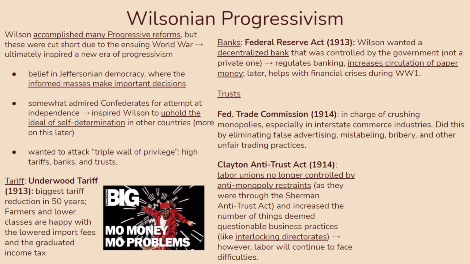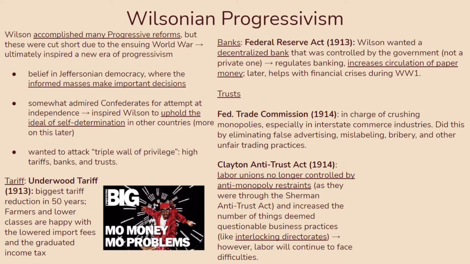So, for example, it said something like, your practices can't inhibit trade or stop trade. And so this was used against labor unions when they went on strike, because technically when they were going on strike, they weren't working, and so they were inhibiting trade, and this was used to prosecute them for striking. And overall, the Clayton Antitrust Act increased the number of things that were deemed questionable business practices.